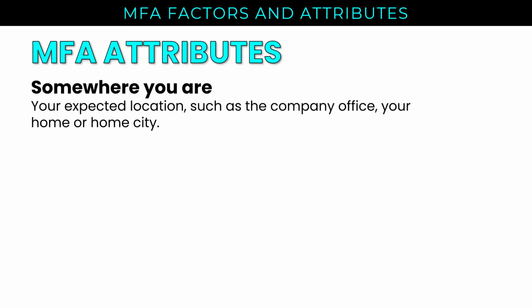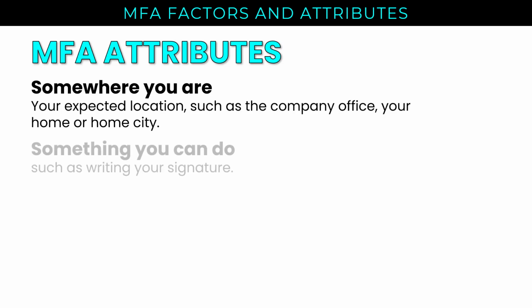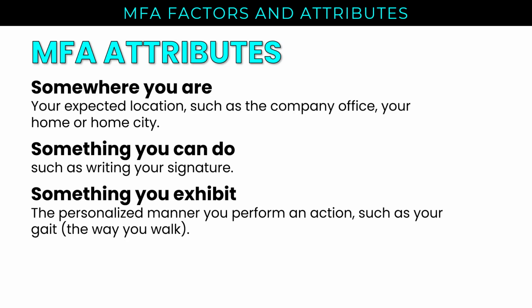So breaking down the high-level MFA attributes that are called out in the exam objective. Somewhere you are, your expected location, like the company office, your home, or your city. Something you can do, such as writing your signature. So the speed of your signature and the appearance can be leveraged in attributes if desired. Something you exhibit, the personalized manner in which you perform an action, such as your gait, the way you walk.